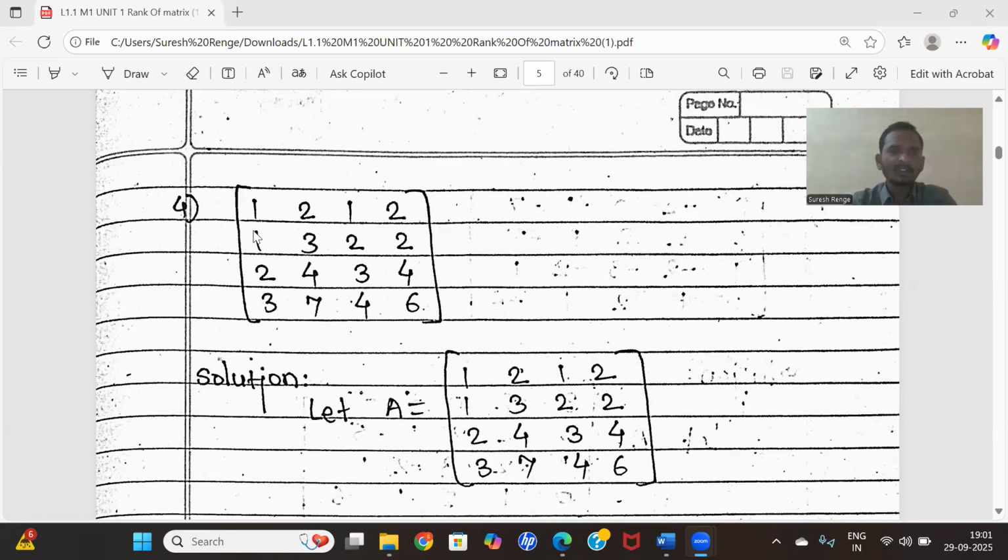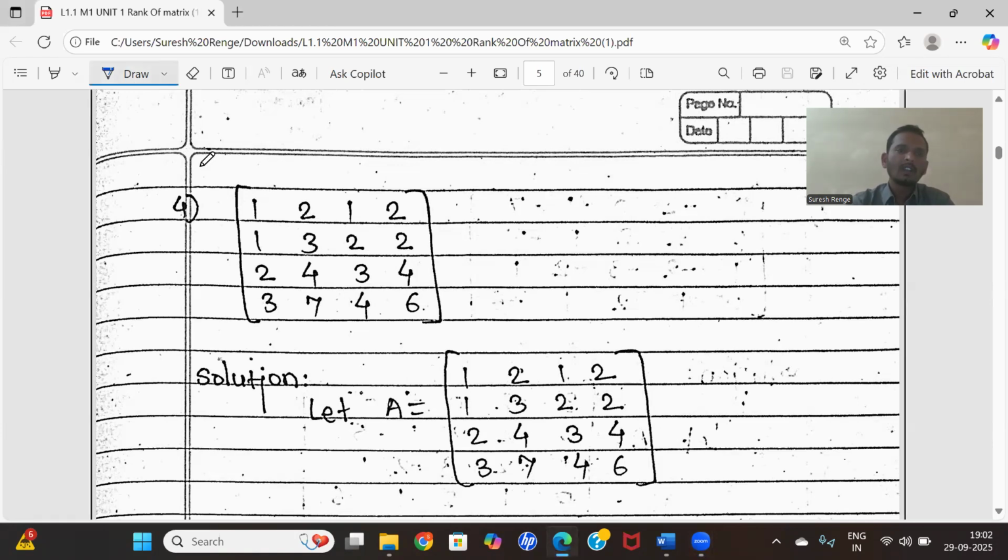And this is question number 4 we want to discuss here. And that question has 5 mark weightage. The question is: find the rank of the given matrix by using echelon form. We are finding the rank of the matrix by using the echelon form.